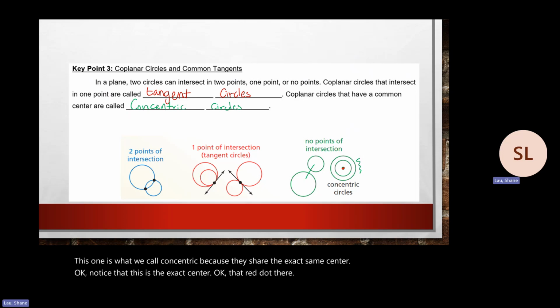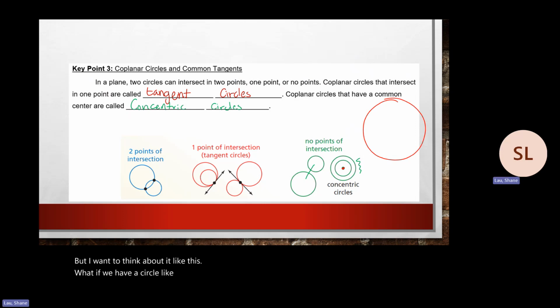Well, I want us to think about it like this. What if we have a circle like so? You know what? That's actually not a bad circle, if I do say so myself. But then we have a circle like this. Would that be concentric? Would that be one point of intersection, so a tangent circle, or would it be two points?